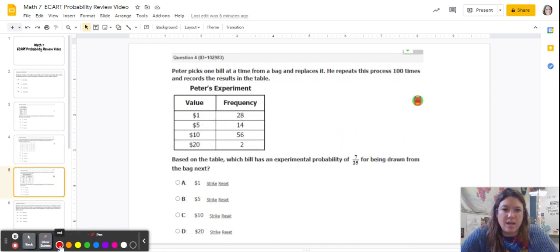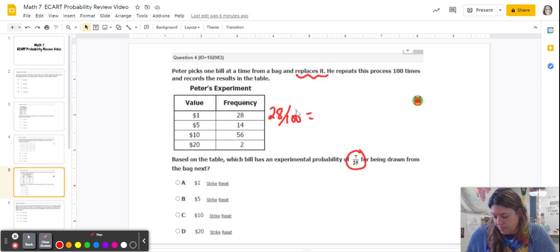All right, question number 4. Peter picks one bill at a time and he replaces it every time he does it. Every time he picks one out, he puts it back in to have the same number of bills in there. So he repeats this process 100 times and these are his results. So 28 out of 100 times, he pulled out the $1 bill. And I want to find the experimental probability, so based on this chart, that is equal to 7 over 25. So 28 over 100, if I divide them both by 4, 28 divided by 4 is 7, and 100 divided by 4 is 25.